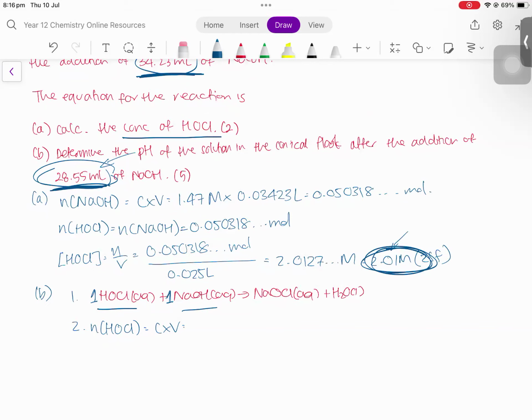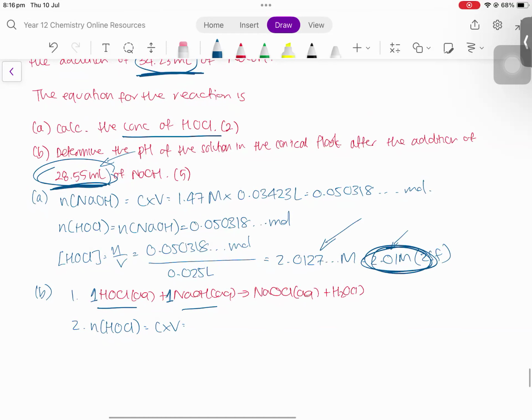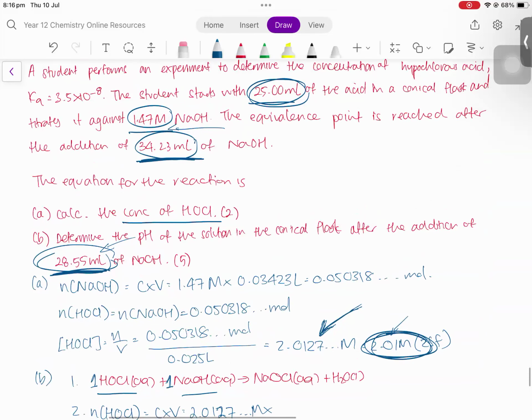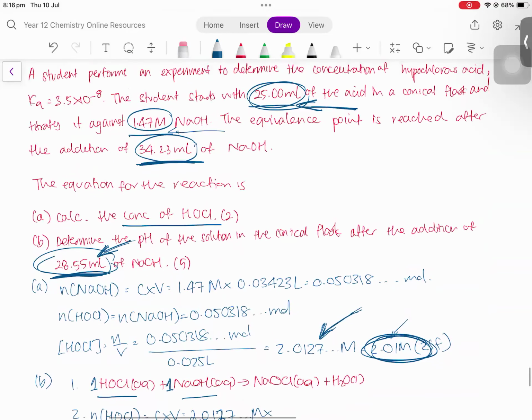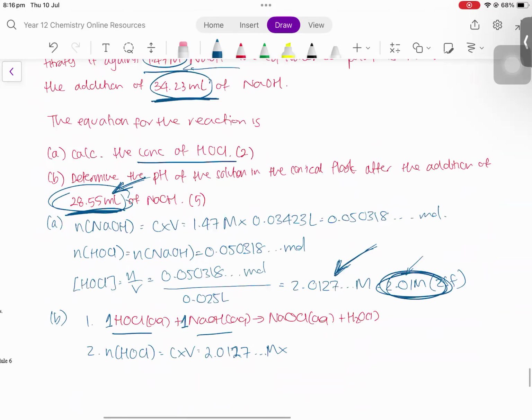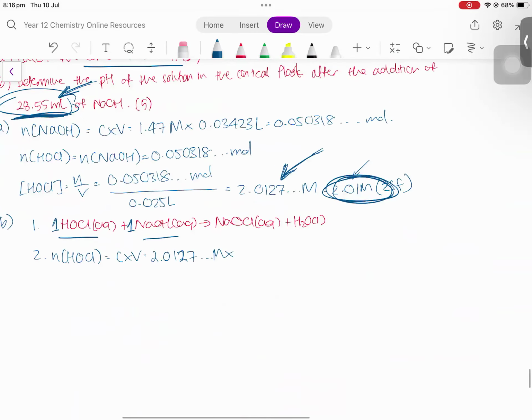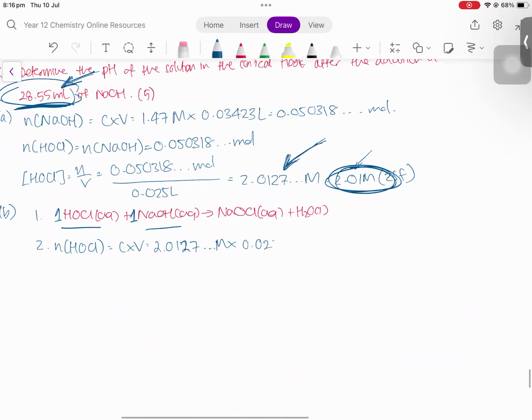I know we've rounded it to 2.01. It's the last number in your calculator though, so just press answer. I'm only rounding off to present my answer. When I keep on going, I take it before it rounded off. So 2.0127 molar times the volume of the acid. Sorry, the volume of the acid is the 25. The 28.55 is for the base. So for the acid, it's the 25. 0.025 liters.